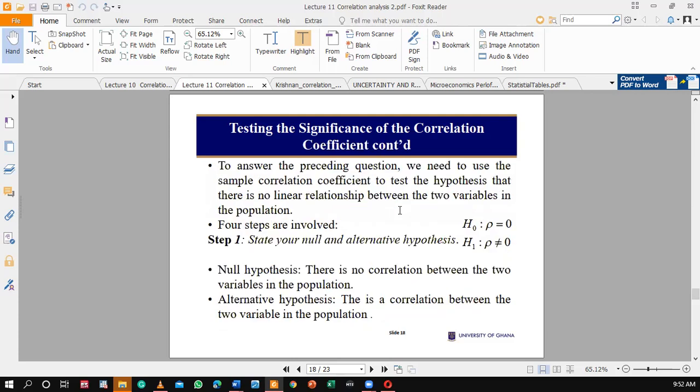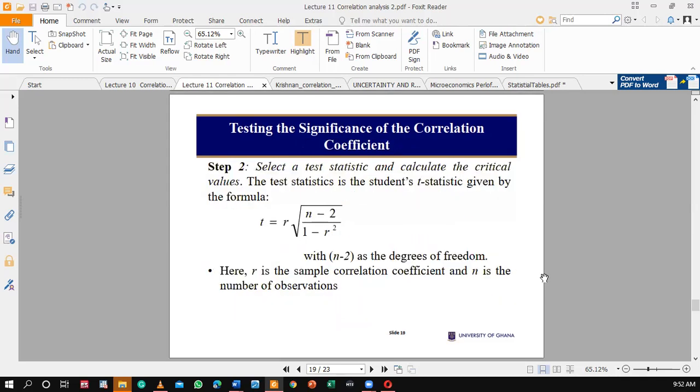Okay, so let's look at the steps in doing that. We know in hypothesis testing, we always have to state the null and the alternative hypothesis. So here the null hypothesis is rho is equal to 0. If rho is equal to 0, it means that there's no correlation between the variables in the population. And then H1, the alternative, is rho is not equal to 0. If it's not equal to 0, then it means there's a correlation between the two variables in the population. So this is the first step. Because of the inequality, we are talking about a two-tailed test.